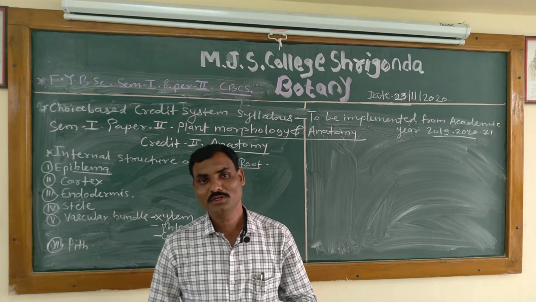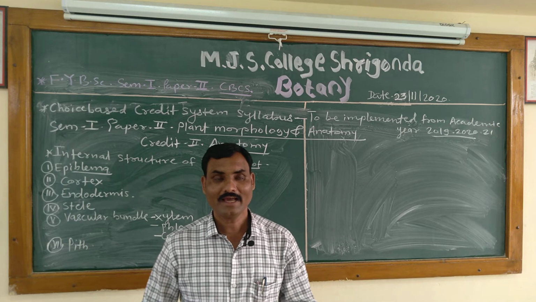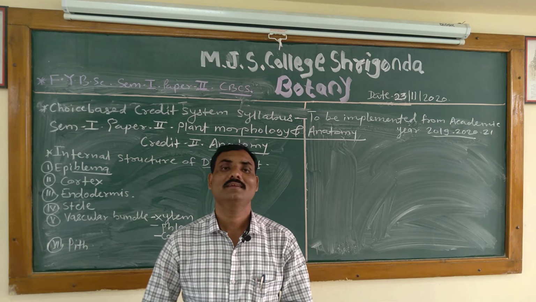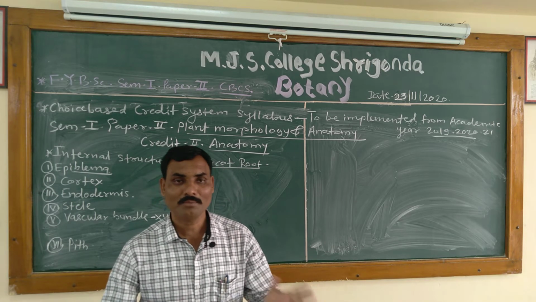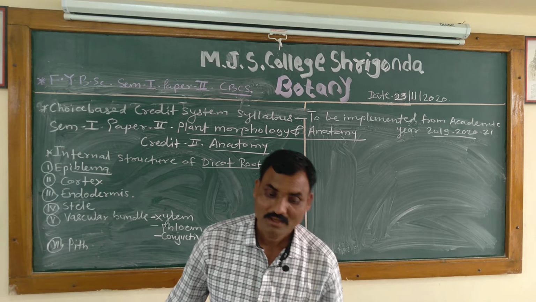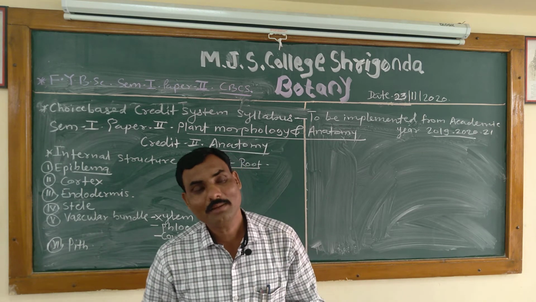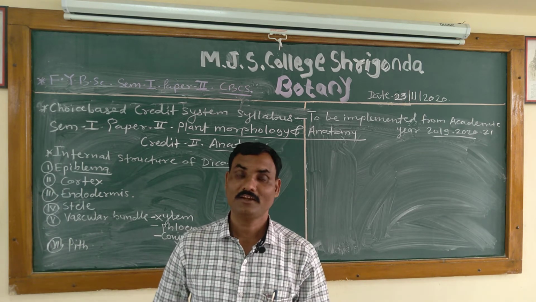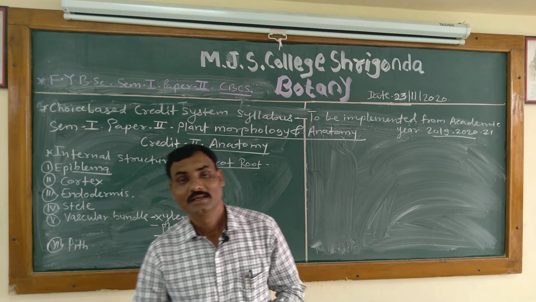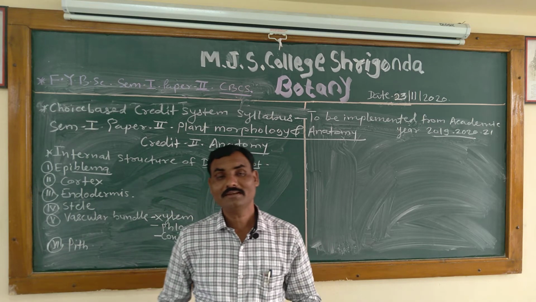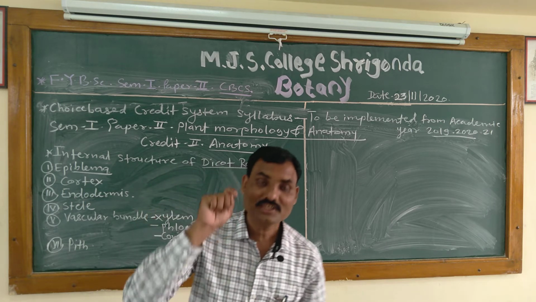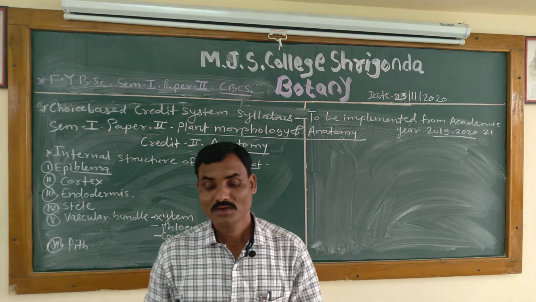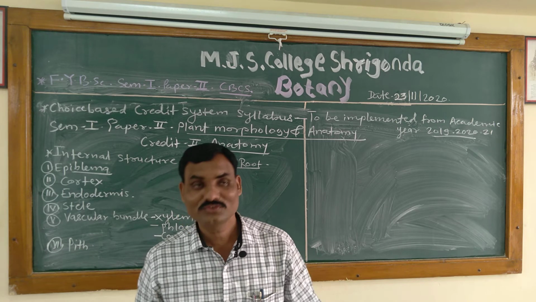Root tip, shoot tip. Then in dicots, we know that in angiosperm plants there are two types of plants, that is dicot plant and monocot plant. And when we think particularly about dicots and especially roots, the dicot root system is a tap root, we know, and it has secondary and tertiary branches also, while in monocots the roots are adventitious.